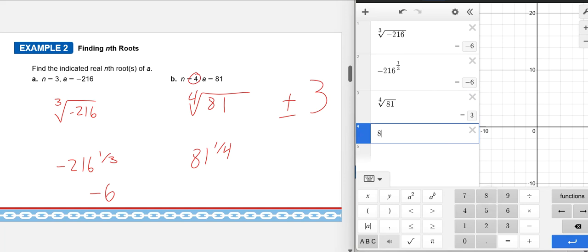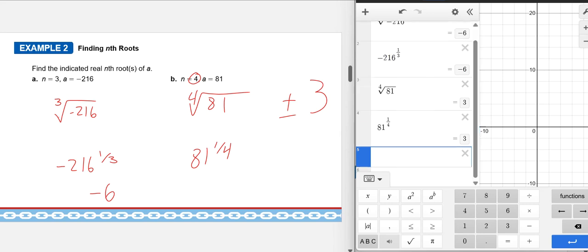If I enter that as a fraction, I'm going to do the same thing, 81. I hit this a to the b power button, and I can enter in the 1/4, and I get that answer of 3. Doing these on the TI-83 is more complicated. You need to make sure you're using parentheses in the right spots, so I would just rely on Desmos.